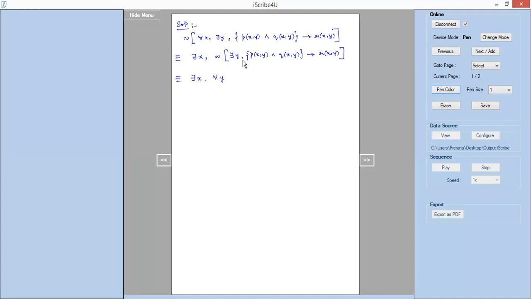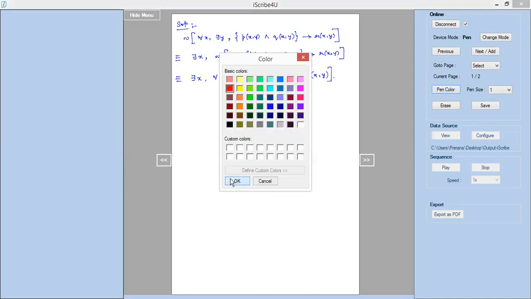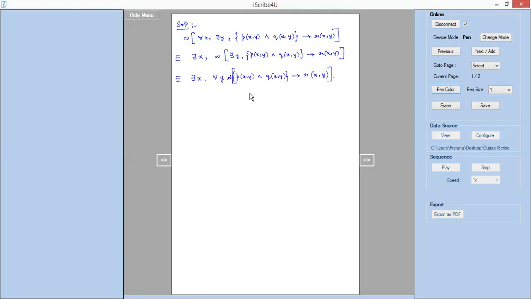For every y, we have p of x comma y and q of x comma y, conditional r of x comma y. And of course, we have to write down this negation for the entire thing. Negation is still to be applied to the compound proposition that we have here. So we have p of x, y and q of x, y, conditional r of x comma y. So if you observe, this is exactly of the form, we have a negation here, so don't forget that.